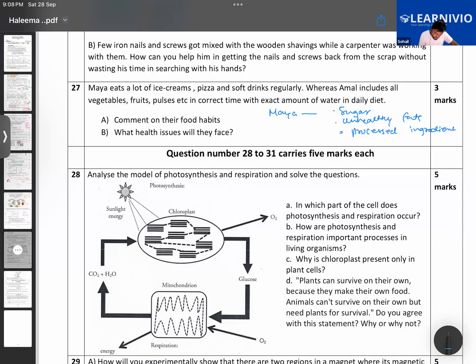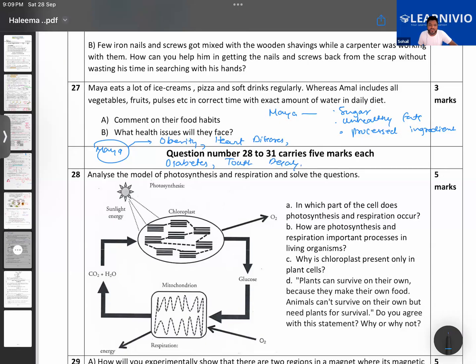Sir, will Maya have scurvy? No, that's a different thing. Scurvy is because of lack of vitamin C. So the problems she will face are obesity, heart disease, and I said it could be diabetes as well, and tooth decay. These are the problems she's more likely to suffer from.